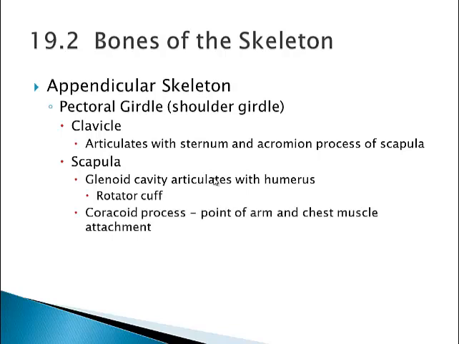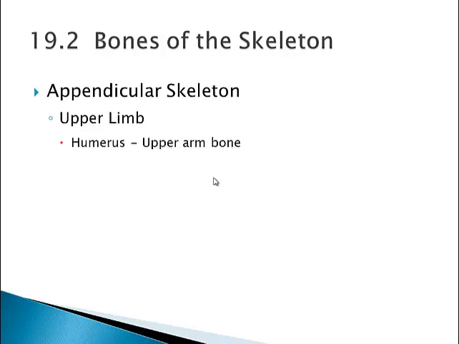The coracoid process is the point of arm and chest muscle attachment. And finally, the spine of the scapula is for muscle attachments in the shoulders and the upper arm. This joint, where the arm and the shoulder meet, the rotator cuff, is flexible in almost any direction, but it is the most easily dislocated joint in the body.